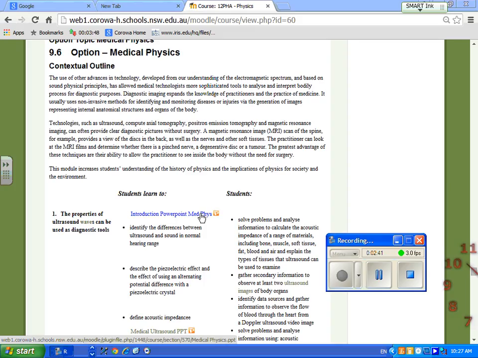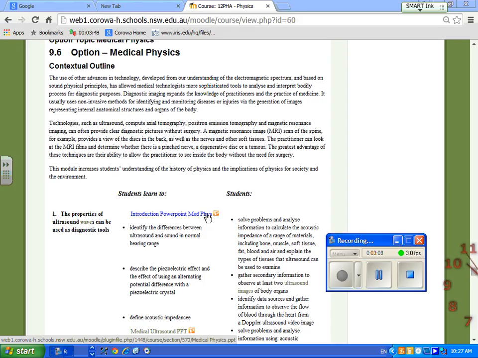D-I-A-G-N-O-S-T-I-C. Identifying or monitoring diseases or injuries. Now the other word that goes with that one will be therapeutic. Even though it's not mentioned there, it is important.